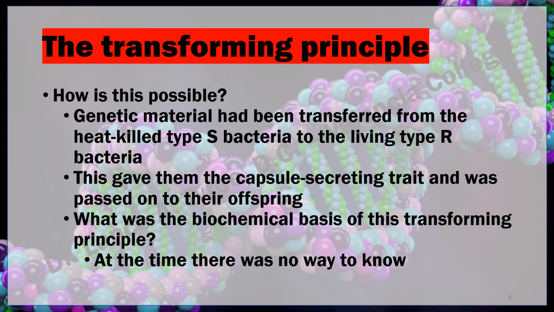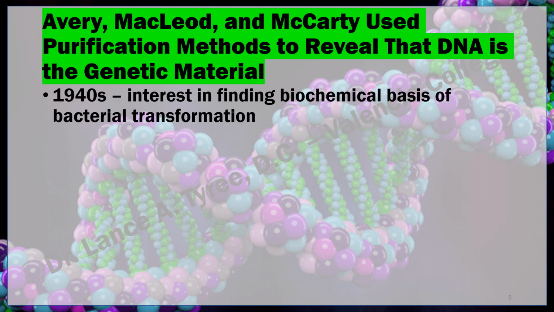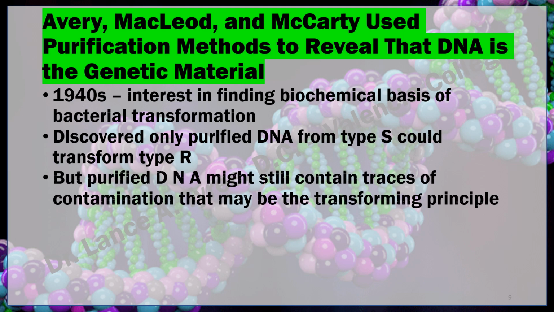So at the time, there was no answer, until Avery, MacLeod, and McCarty, who used purification methods to reveal that DNA was most likely the genetic material. So in the 1940s, there was an interest in finding the biochemical basis of bacterial transformation. They discovered only purified DNA from S type could transform type R. Okay, but purified DNA might still contain traces of contamination that may be the transforming principle. So that's why this wasn't the 100% definitive experiment.